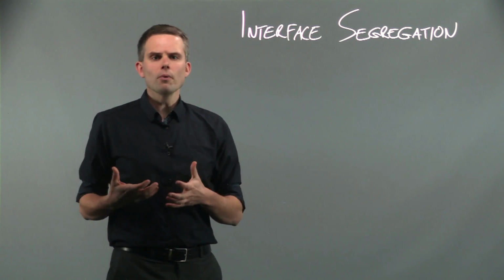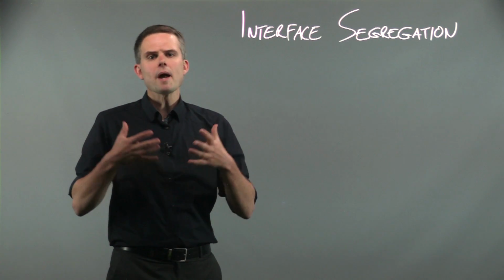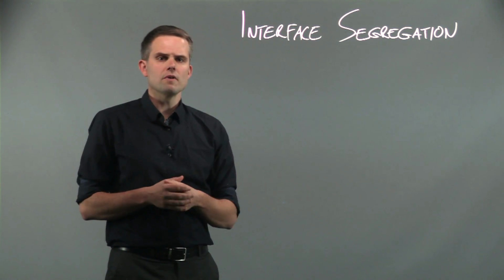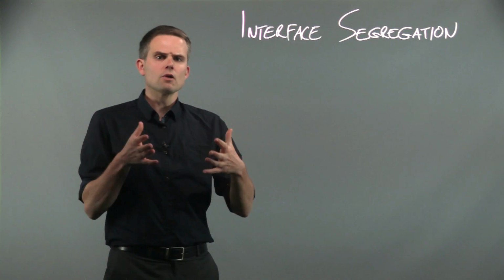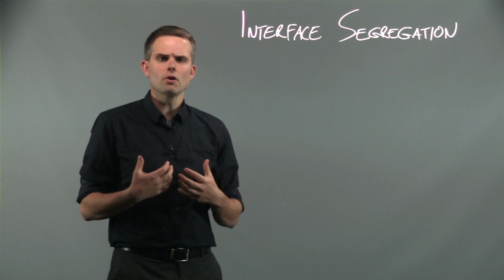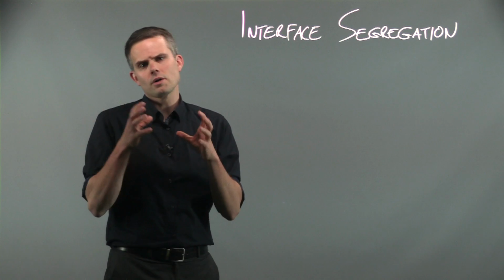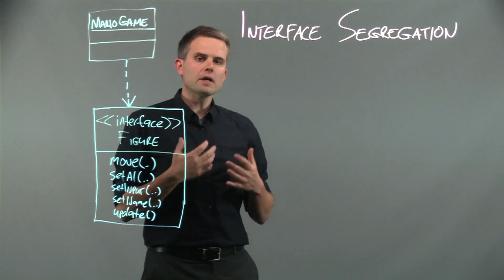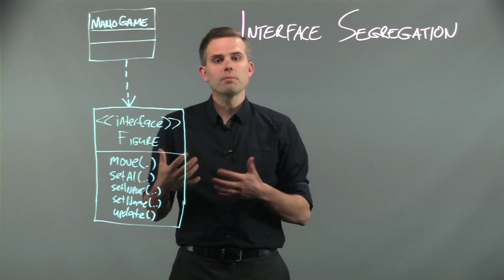The reason this is important is that it's often tempting to just keep adding more and more methods to the interfaces that we have rather than create new interfaces. And like the single responsibility principle for classes, interface segregation is all about making sure that our interfaces are focused on a tight, specific set of functionality. Let's take a look at the interface segregation principle as it might apply to Mario.